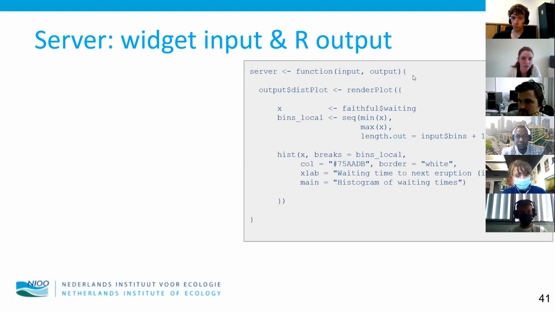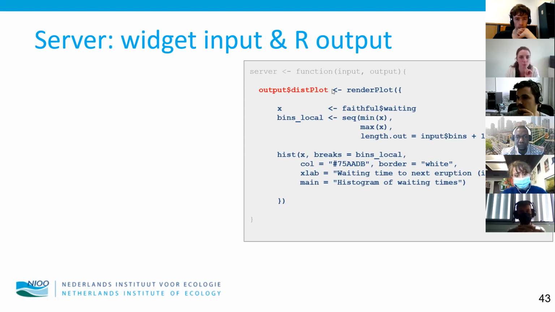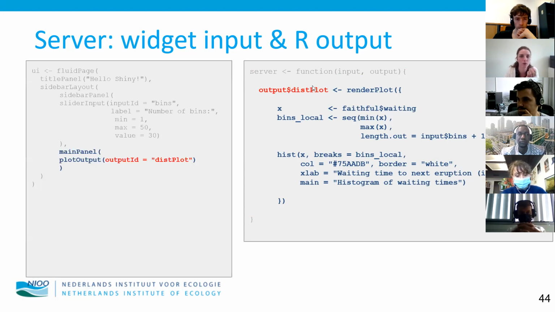So here we have, again, a function, and it's going into the server part. And here we have this output$distPlot thing. So this output refers to a list of elements that your app is aware of. And distPlot tells something about the name of your element that you're referring to. And this name is exactly the same name as the name you had in your user interface.